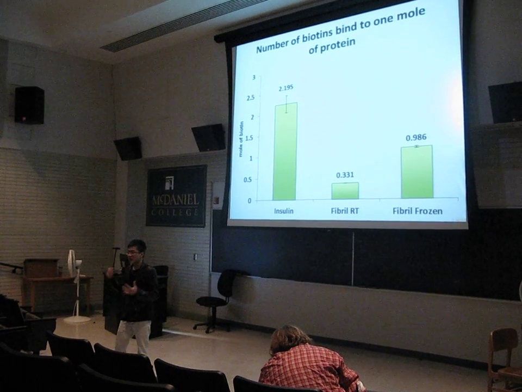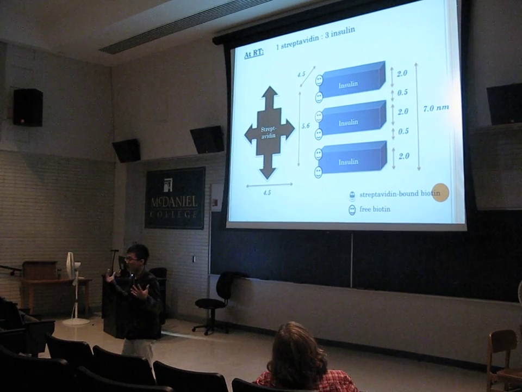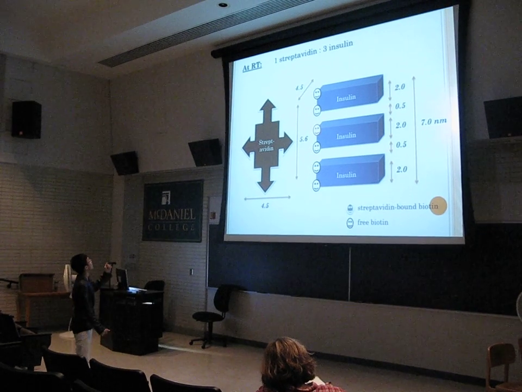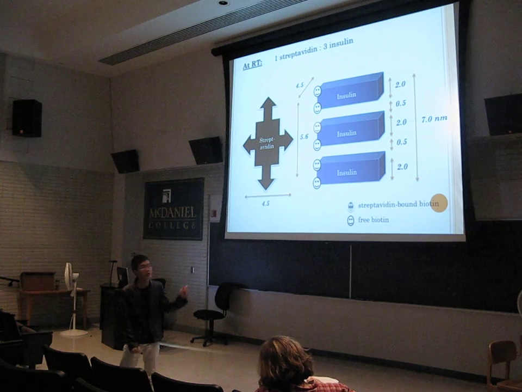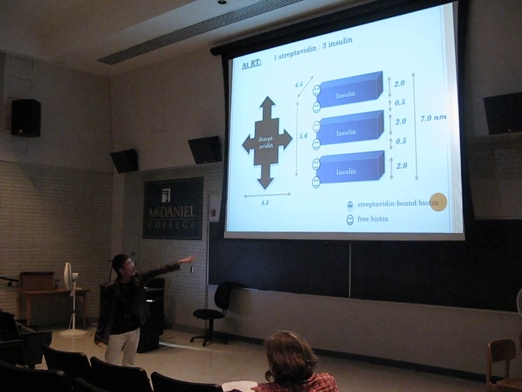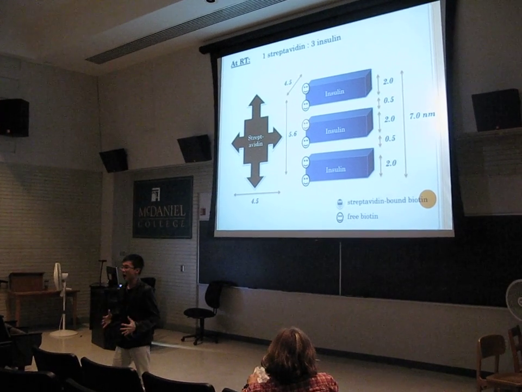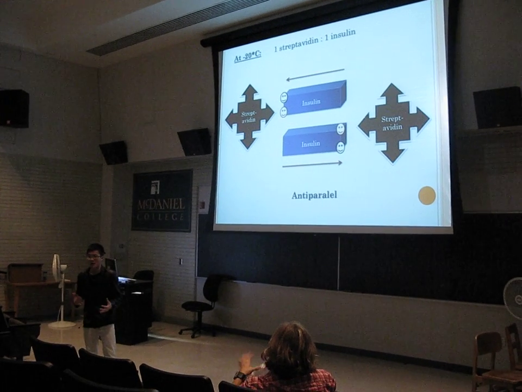I have constructed 3 models to clarify the spacing of the streptavidin on this fibril. In the first case, at room temperature, 1 streptavidin will bind to 3 insulin subunits, and there is at least 1 biotin every 7 nanometers. Things become more complicated when it comes to fibril stored at lower temperature.